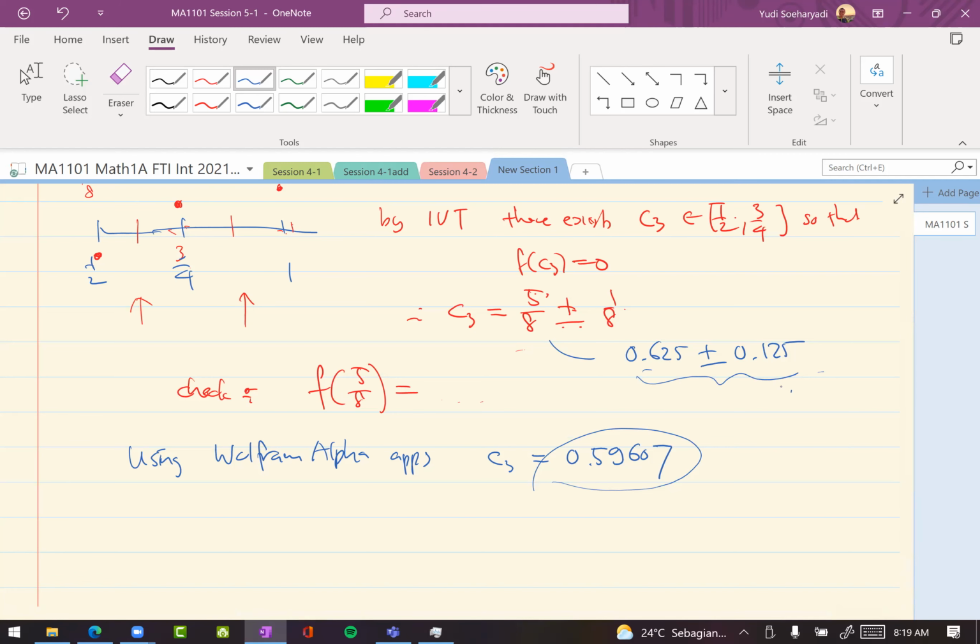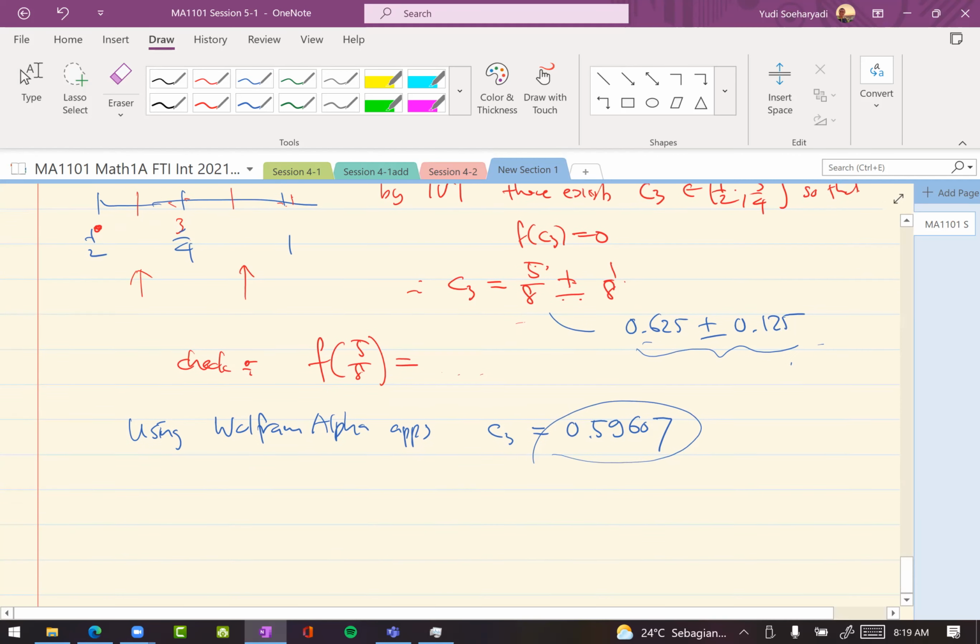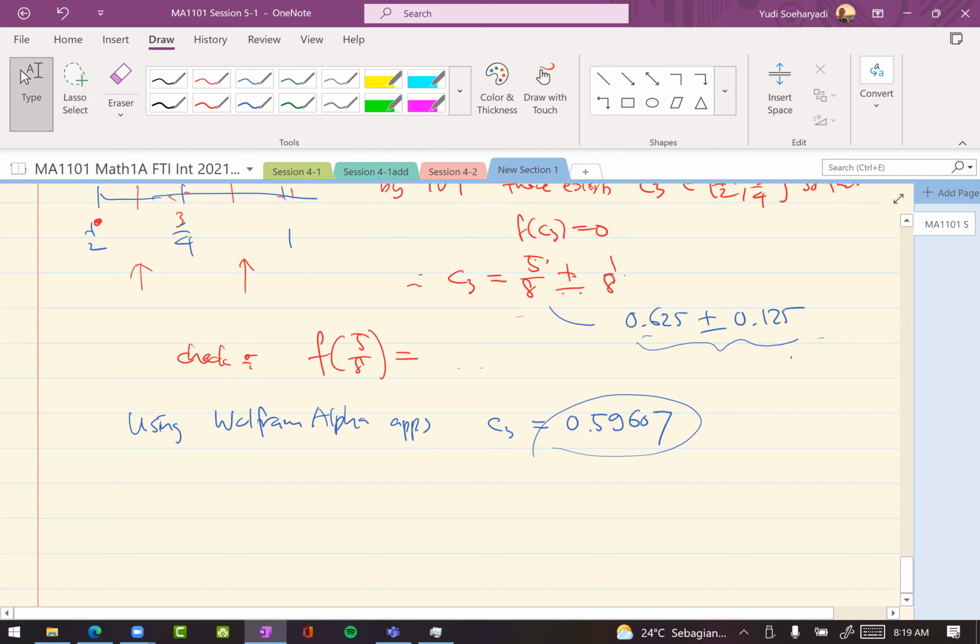Okay. And how to get a more precise number? Repeat these steps, and you can get any precision that you like. It's not efficient, but it works. Okay, questions?